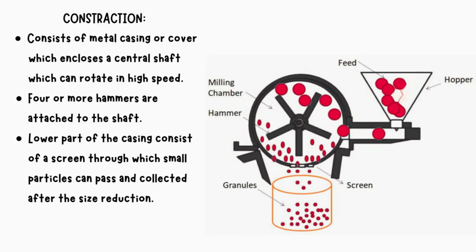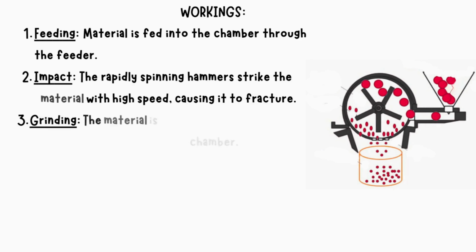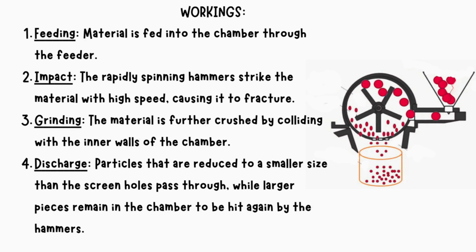The lower part of the casing consists of a screen through which small particles can pass and be collected after the size reduction. Let's discuss about the workings of hammer mill or how it works. Feeding. Material is fed into the chamber through the feeder, or material inlet, also called a hopper. Impact. The rapidly spinning hammers strike the material with high speed, causing it to fracture. Grinding. The material is further crushed by colliding with the inner walls of the chamber. Finally, discharge. Particles that are reduced to a smaller size than the screen holes pass through, while larger pieces remain in the chamber to be hit again by the hammers.